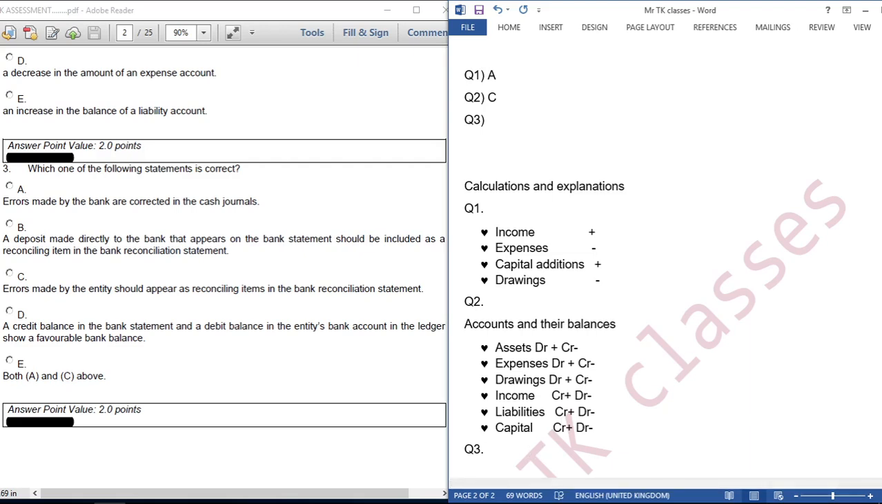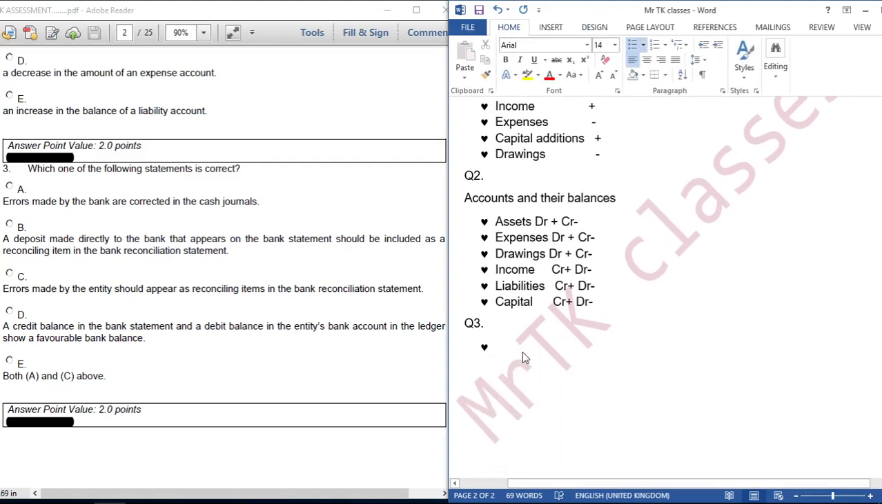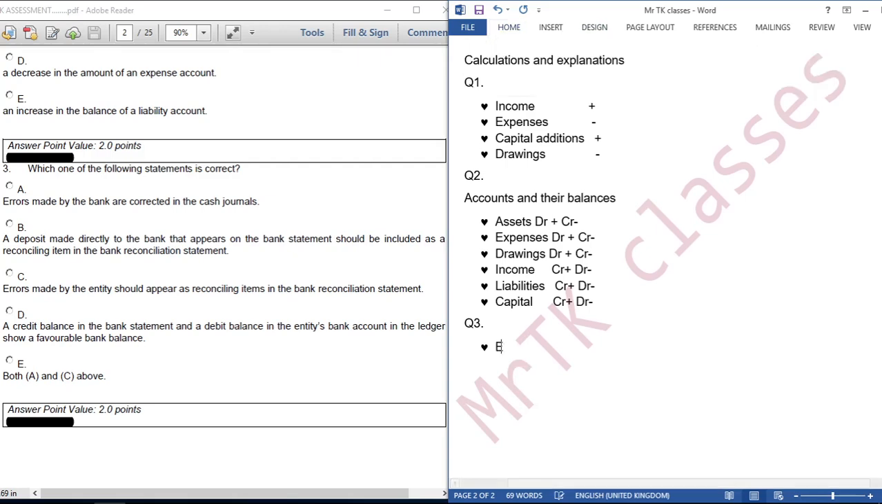All right, let's summarize. We are going to say the first thing that we can have. Let me just say errors and omissions made by the bank. These errors will also be reflected where? On the bank statement. So let's just say or bank statement, to make the long story short.